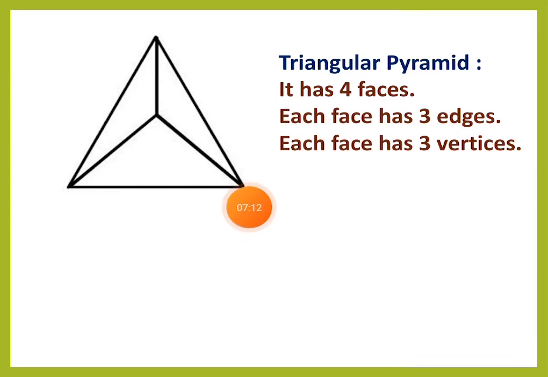How? Let us see. You can see 1, 2 and this 3. So 3 edges are meeting at this corner. So this is the first vertex. Then 1, 2 and 3, so this is the second vertex. In the same way 1, 2 and 3, all these 3 edges meet each other at this corner. So this is the third vertex for the triangular pyramid.